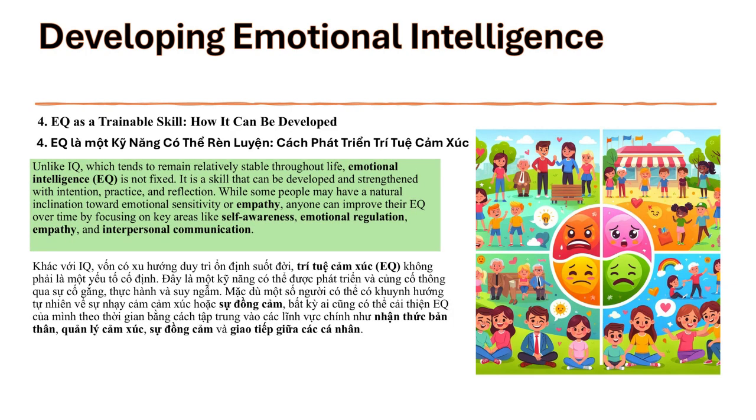4. EQ as a trainable skill, how it can be developed. Unlike IQ, which tends to remain relatively stable throughout life, emotional intelligence, EQ, is not fixed. It is a skill that can be developed and strengthened with intention, practice, and reflection. While some people may have a natural inclination toward emotional sensitivity or empathy, anyone can improve their EQ over time by focusing on key areas like self-awareness, emotional regulation, empathy, and interpersonal communication.